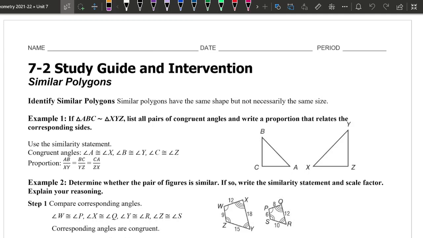All right, 7-2 is similar polygons. This is our second day of Unit 7. Yesterday we went over ratios and proportions. A ratio is comparing two values. A proportion is comparing two ratios.